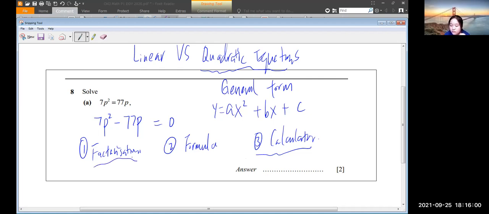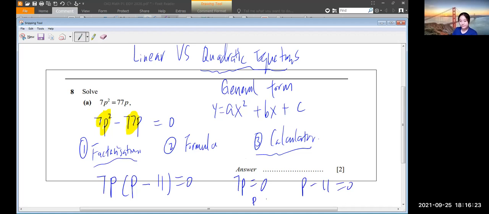I think you have no problem solving it by factorization. How do you factorize? Take out the 7p, which is a common factor between these two terms. If you take out the 7p, you will get p here, and then 11 here. Solve it: 7p is equal to 0, and p minus 11 is equal to 0. So p is equal to 0, and p is equal to 11. So you end up with 2 answers.